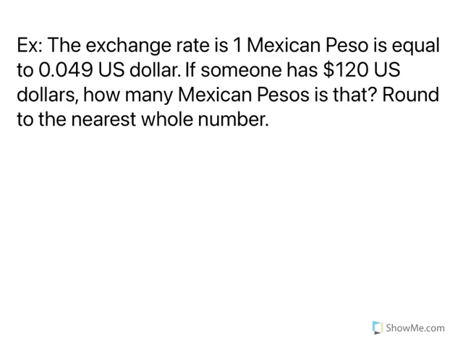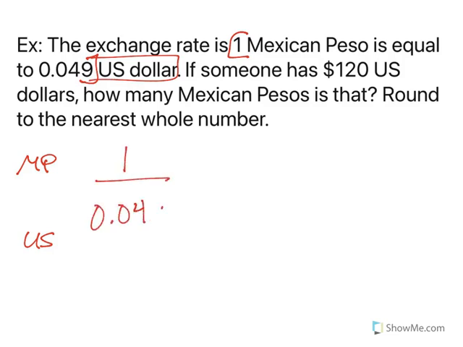Okay, so when I'm setting up these types of problems and I see that we're comparing, I know that we are comparing Mexican pesos to US dollars. So for the first ratio, one Mexican peso is 0.049 US dollar, so I can put 1 over 0.049. Make sure Mexican peso's got to be on the top, right? That's where I've labeled that.